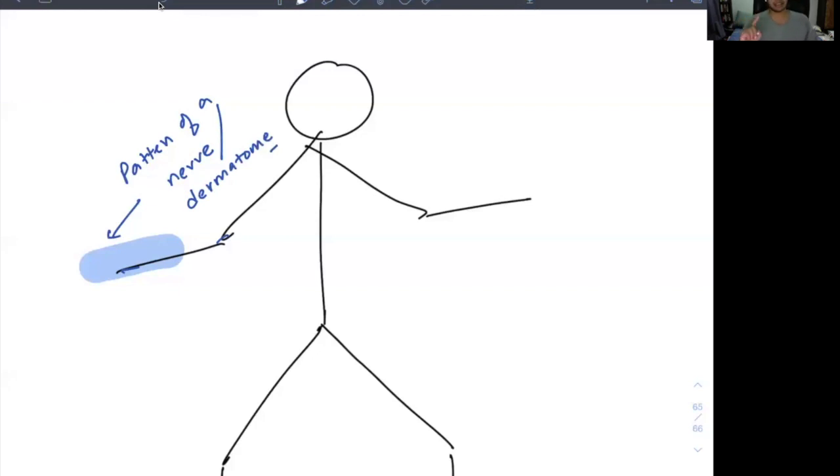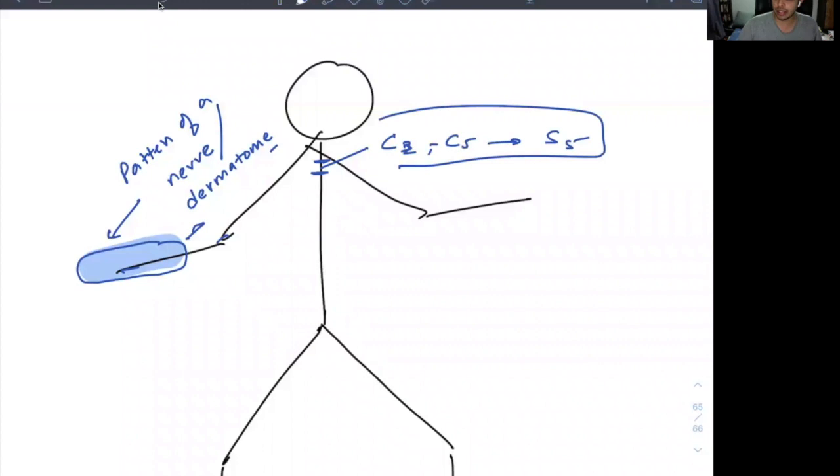Now, what does this mean? What is a dermatome? A dermatome is the area of skin that is supplied by a single spinal segment. It could be C3 or C5, or anywhere from C2 all the way to S5. Each segment will supply one particular portion of skin, and that is called a dermatome. Derma is skin.